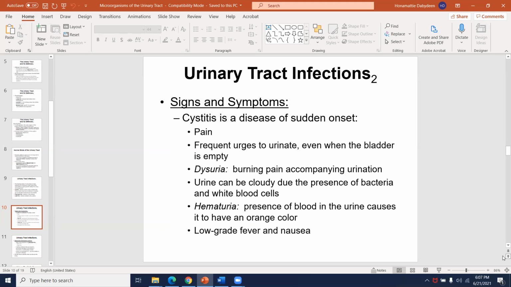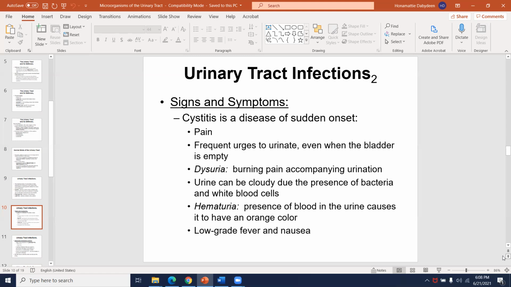Now, cloudiness in the urine, I'm not going to say it's all the time indicative of a urinary tract infection, like cystitis. However, when the urine is cloudy, it could be an indication that you have bacteria in there or white cells. Remember, when you have bacteria growing anywhere, especially in a liquid medium, one of the things that you're going to look at is turbidity. So if it looks a little cloudy, chances are you might have bacteria in there or white cells.